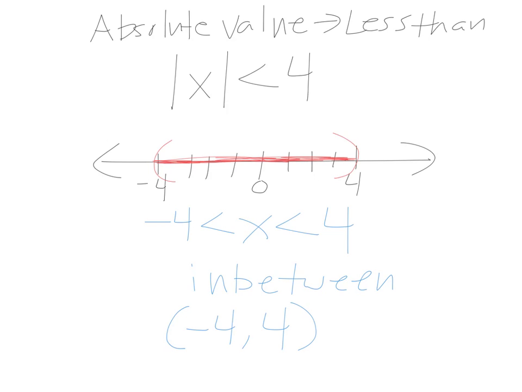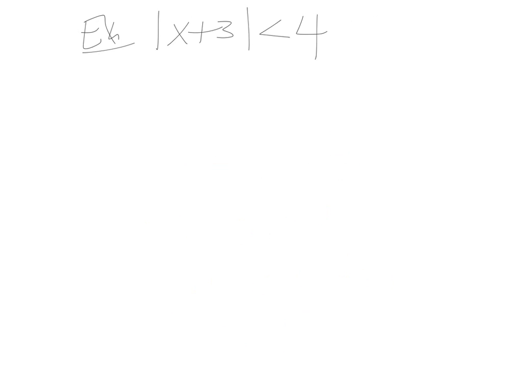So if it's a less than with absolute value, the x goes in between the negative number and the positive number with less thans. Let's solve the absolute value of x plus 3 is less than 4. The x plus 3 goes in the middle, -4 on the left, +4 on the right, and we use less thans. So the x plus 3 is in between -4 and +4.